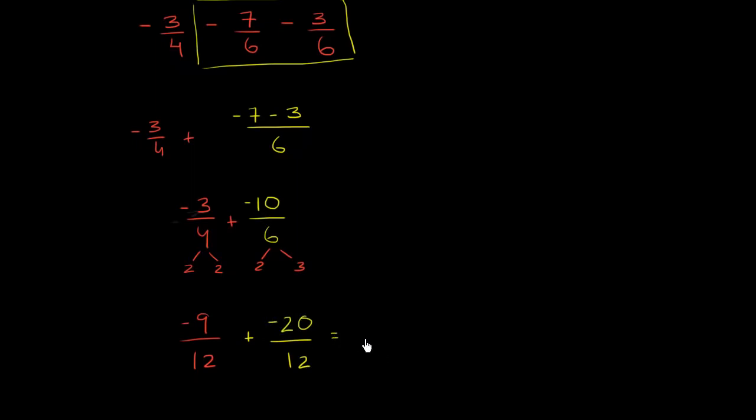And now we're ready to add. Our common denominator is 12. And so this is going to be negative 9 plus negative 20, or we could even write that as minus 20, over 12, which is equal to, and we deserve a drum roll now, negative 29 over 12. And 29 is a prime number, so it's not going to share any common factors other than 1 with 12. So we also have this in the most simplified form.